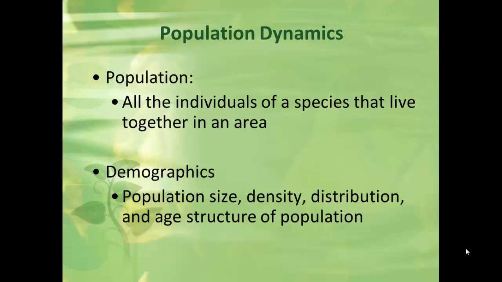So when we look at a population as a whole, we're going to look at population dynamics. First we need to define a population. That is all the individuals of a species that live together in an area. When we look at population dynamics, we also need to look at demographics, which is the population size, how dense the population is, the distribution patterns we see, and the age of the population.